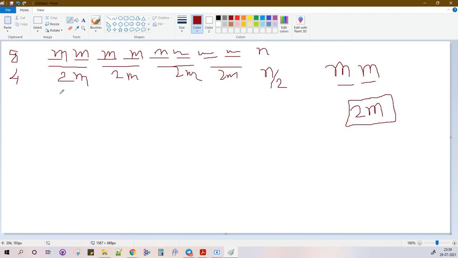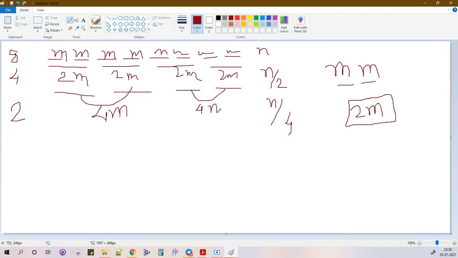Yes, Mayur. Now, how many merges do I need to do? Here I need to perform these two. I need to merge this and merge this. So how many do I need to perform? Two merge operations. So it is n by 4. And what is the cost of merging this and this? And the cost of merging this and this? It is also 4m.